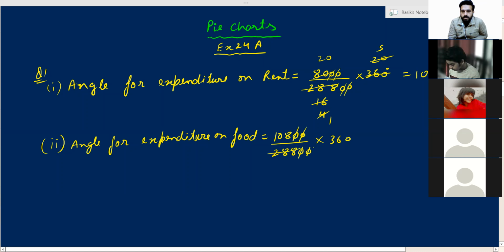Now 288 divided by 18 and 4, 72. What do you get? You get 4. And 360 divided by 72, you get 5. 108 divided by 4, 27. 27 into 5, 135 degrees. This is the angle for food.